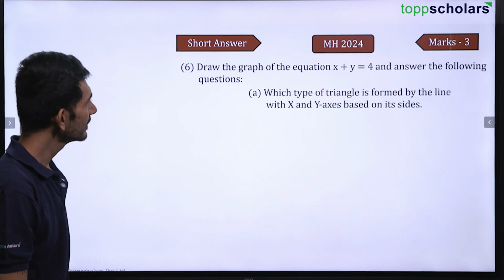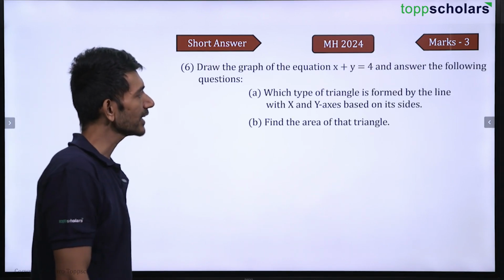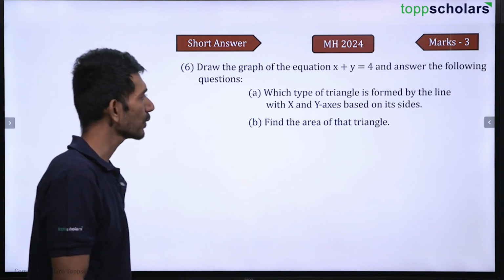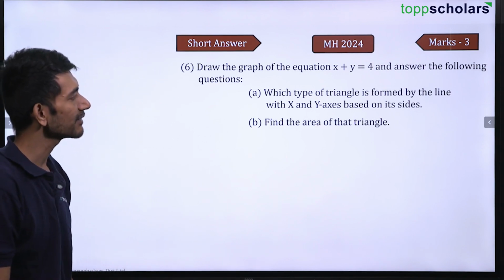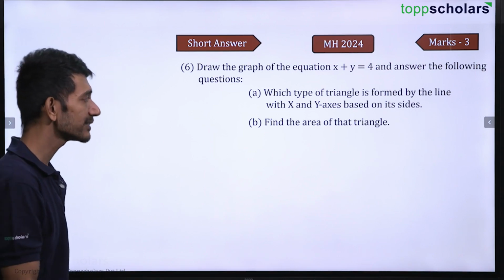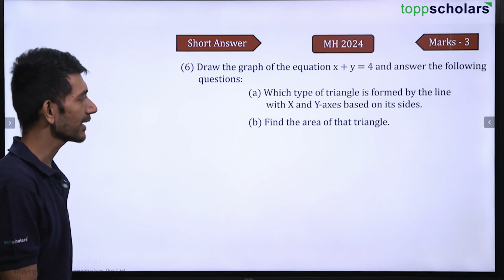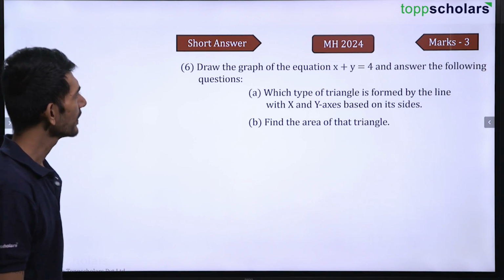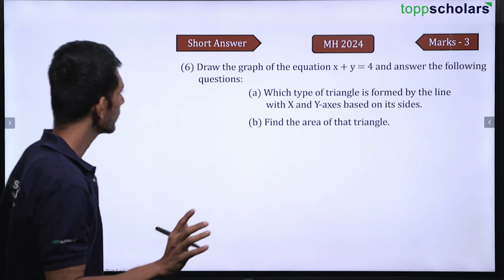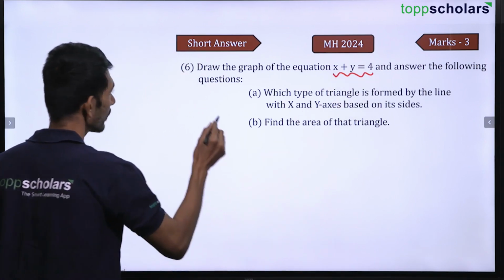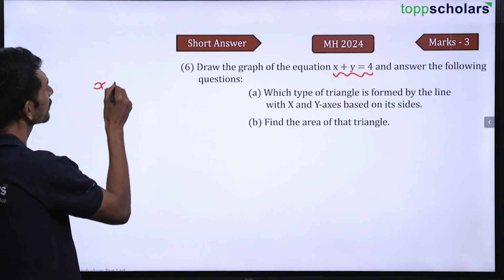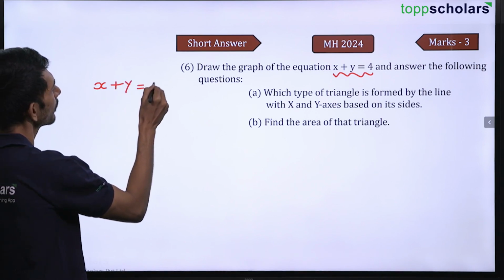So the question says, draw the graph of the equation x plus y is equal to 4 and answer the following questions. Which type of triangle is formed by the lines with the x-axis and y-axis based on its sides? Find the area of that triangle. Okay. Now let's focus on finding the table of values, right? So here what do I have? I have x plus y is equal to 4.